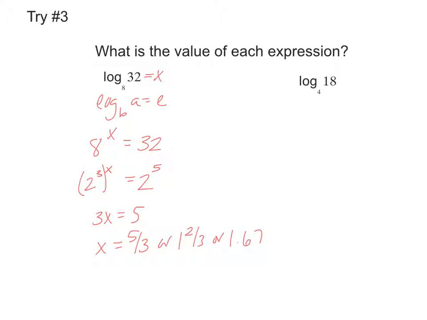Okay. On this second one, however, they don't have a common base. So we're just going to take the outer and divide by the inner. So this is going to be log of 18 over log of 4. We throw it into the calculator and we'll get about 2.09 if we round to the nearest hundredth.